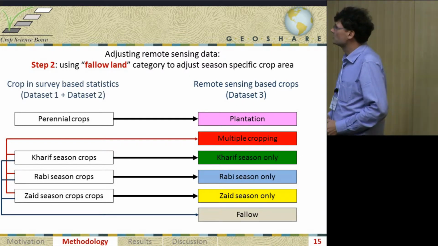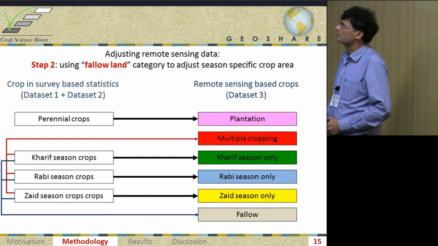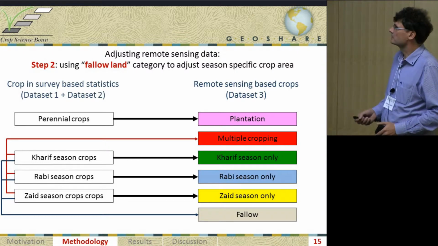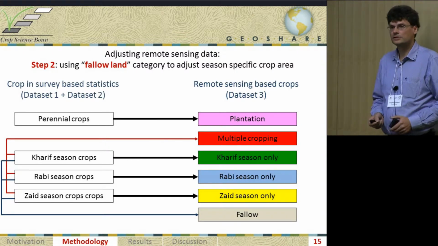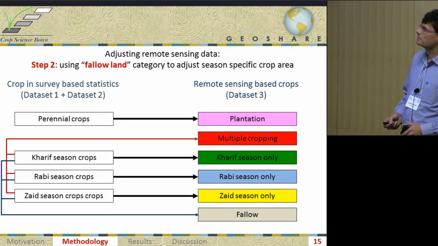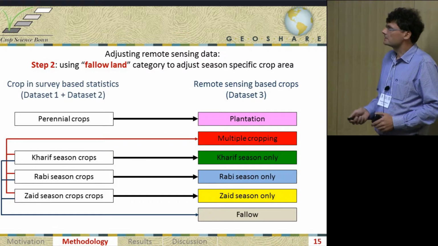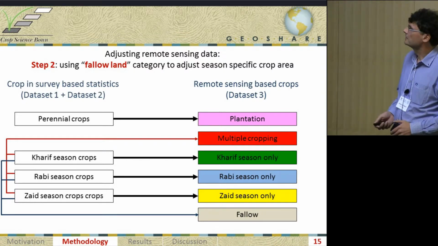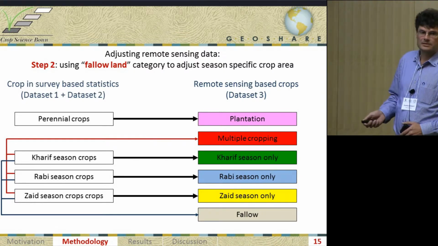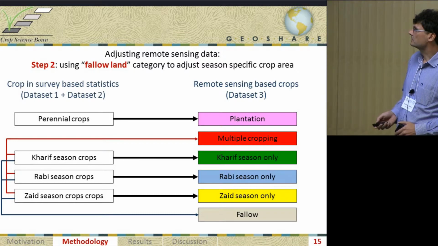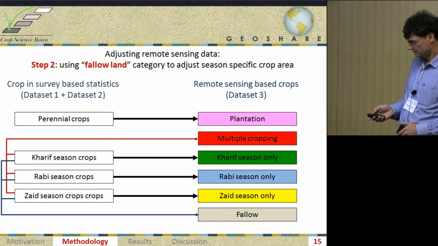So this removed a part of the differences between these data sets, but not all, and therefore we modified the area of these crops with this fallow category. So it means when the statistics told there's more cropland used in a specific year than the remote sensing data showed, then we used fallow land and assigned the crops to these regions, and vice versa.